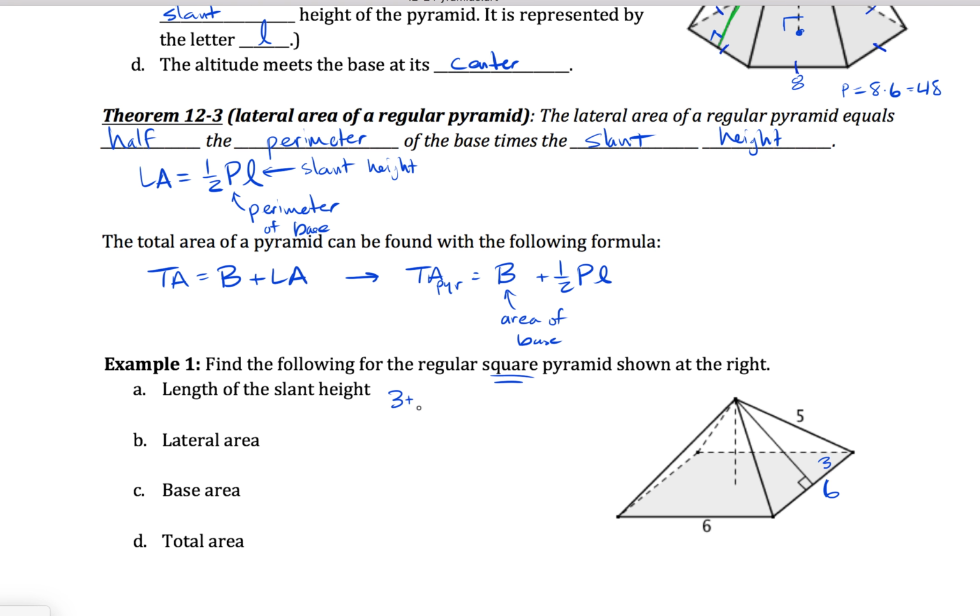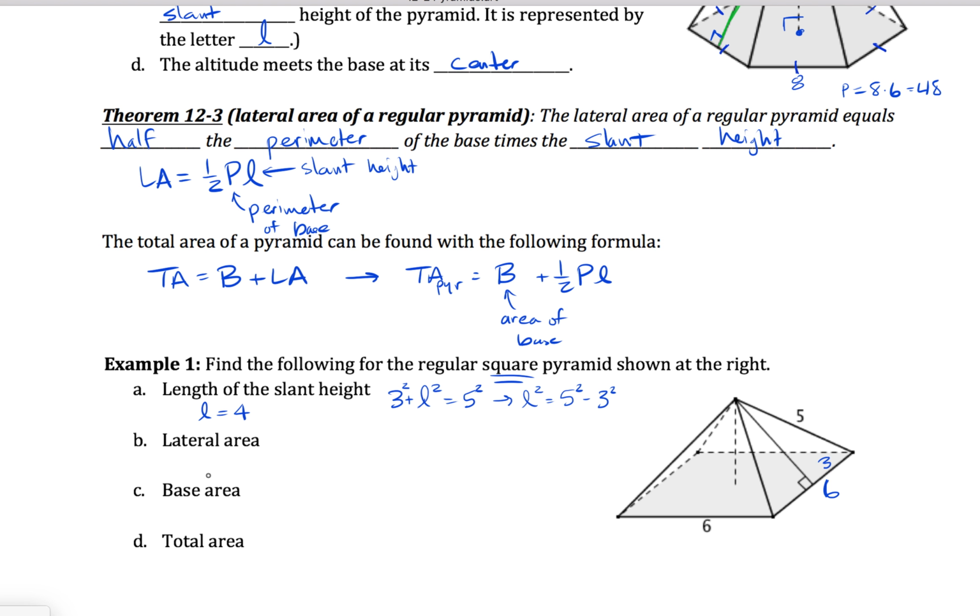We would say 3 squared plus L squared equals 5 squared, which would indicate L squared is equal to 5 squared minus 3 squared. Or you might recognize that what we're looking at right here is a 3, 4, 5 right triangle. So the slant height would be the 4 in that.